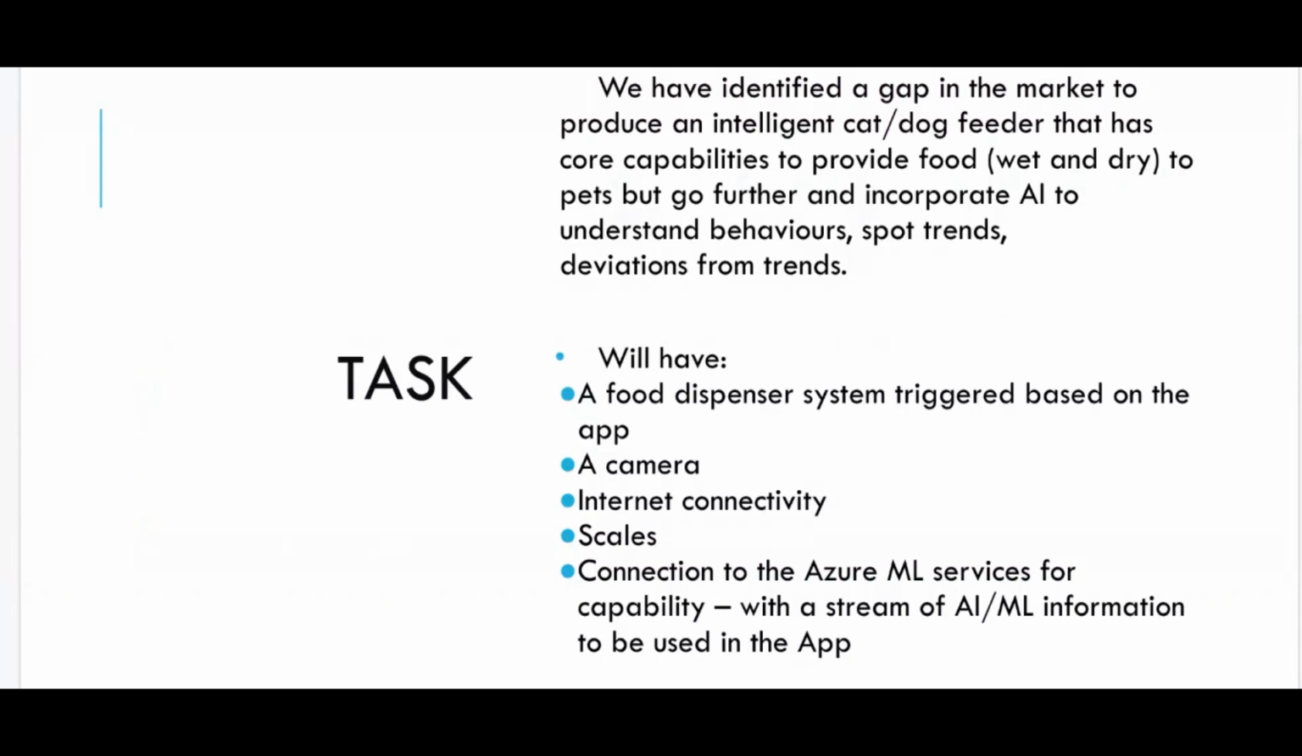The task is that you will have this pet food or cat dog feeder that is a food dispenser system triggered based on the app, has a camera, has internet connectivity, has scales, connected to the Azure ML services for capability with a stream of artificial intelligence and machine learning information to be used in the app.